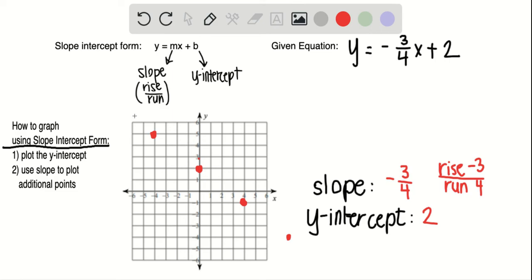You can continue that for as many times as you want to. All you need is about 3 points, though, to see how your line is going. So once you have all your points, you just connect them as straight as you can or use a straight edge, and then your answer is complete.